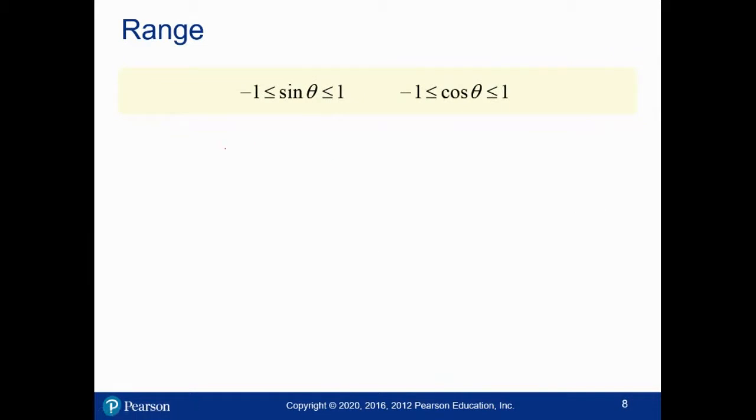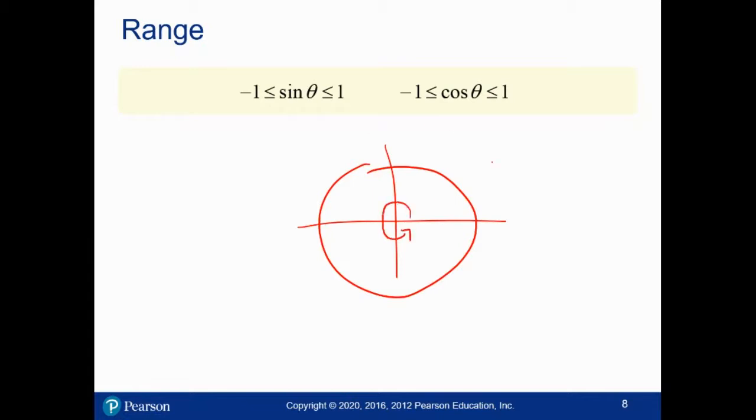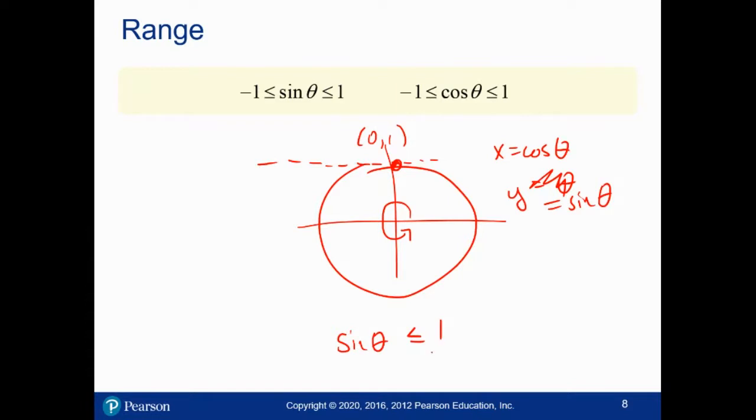Now, as far as range goes, in the unit circle, remember, as you rotate around, your x-coordinate is the cosine of the angle, and the y-coordinate is the sine of the angle. But let's take a look at the sine, the y-coordinate. The absolute biggest the y-coordinate can be is at this top point, which has a y-coordinate of 1. So the sine of any angle cannot ever be bigger than 1 because the y-coordinate as I spin around never gets above that point. Similarly, the lowest it ever gets is this point, which is at negative 1. So as you spin around the circle, the sine of any angle is trapped between positive 1 and negative 1.